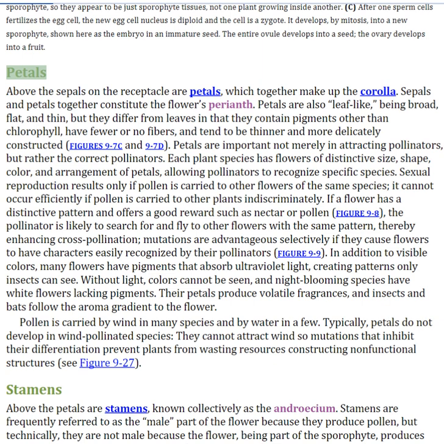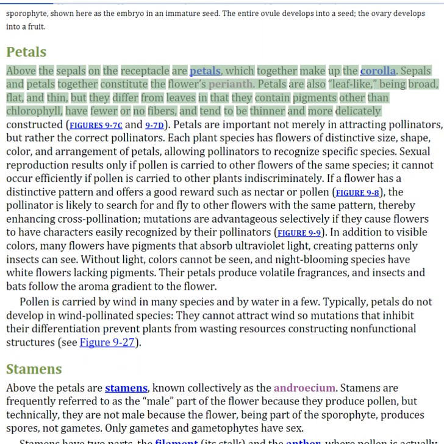Petals. Above the sepals on the receptacle are petals, which together make up the corolla. Sepals and petals together constitute the flower's perianth.